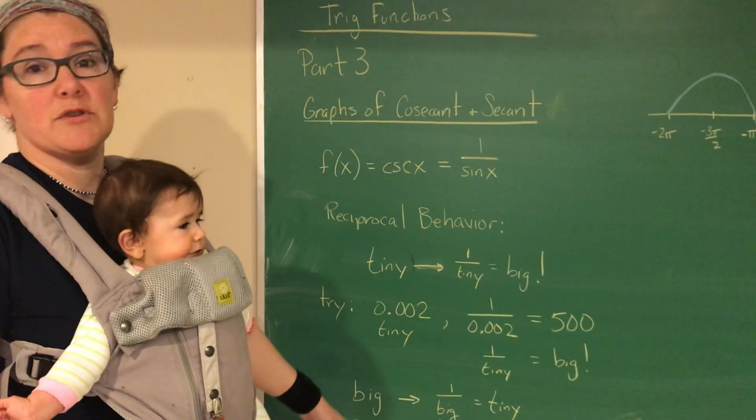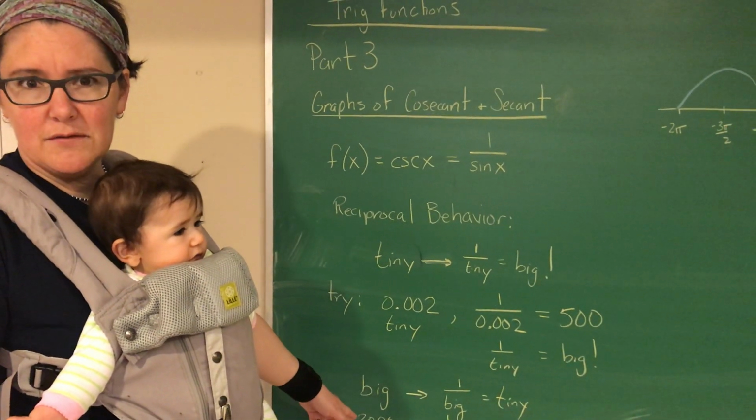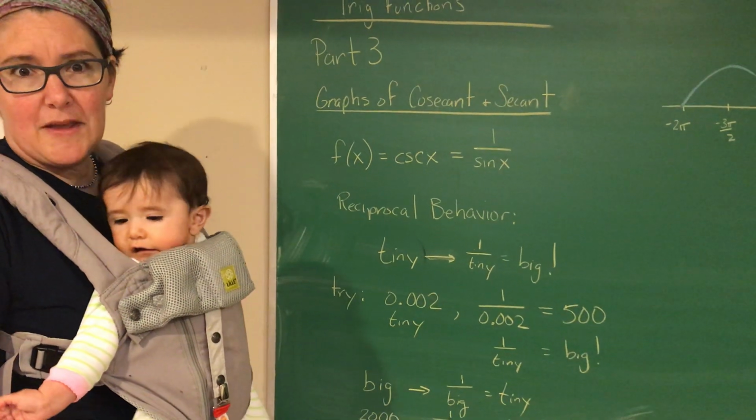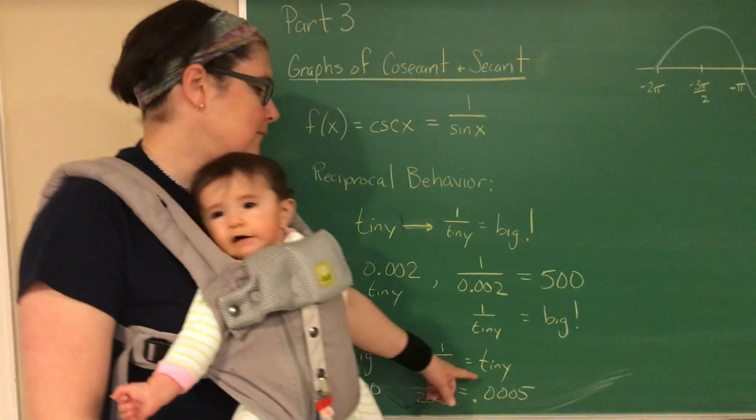Okay, the same with big numbers. Pick your favorite big number, type in 1 divided by that big number, and hopefully you'll get something that is tiny.